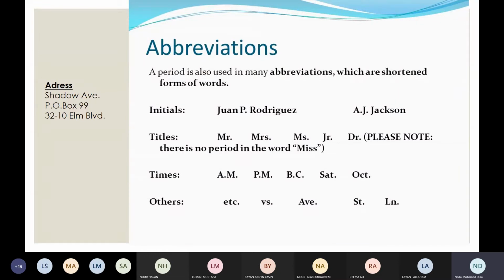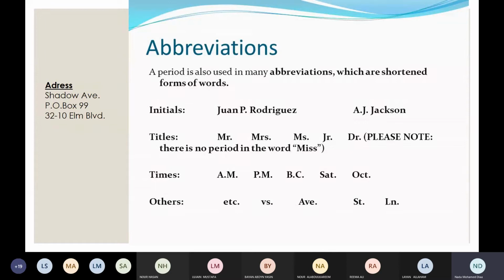So when I want to say a name, like A.J. Jackson, or Juan P. Rodriguez, or in titles like Mr., Mrs., Miss, like Martin Luther King Jr. with a dot at the end. Jordan Jr., the young, it means dot. Doctor, dot. But in Miss there is no dot.